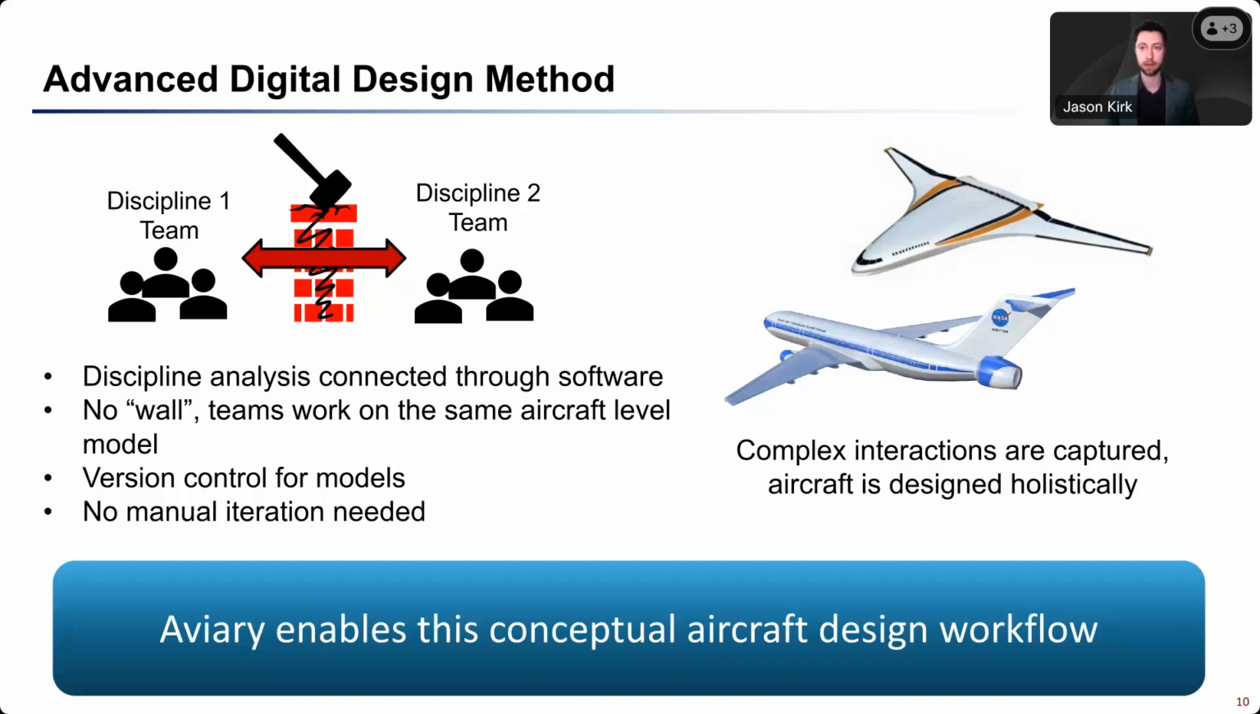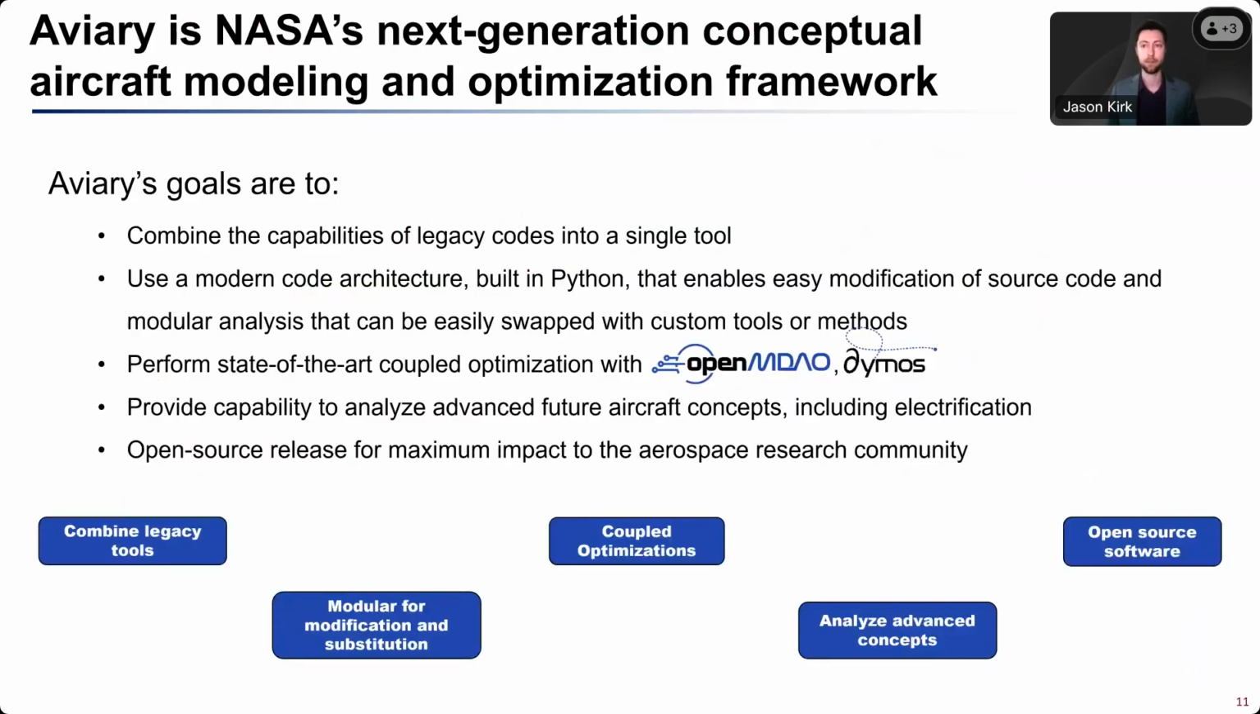We're removing that manual iteration so we can move faster. And then with that extra time, we can invest in bringing higher fidelity tools earlier in the design process to bring down that uncertainty. And what Aviary does is it's that software that stitches everything together. It's why we weren't able to do this effectively before, but now we can, and we are enabling this new design workflow through Aviary.